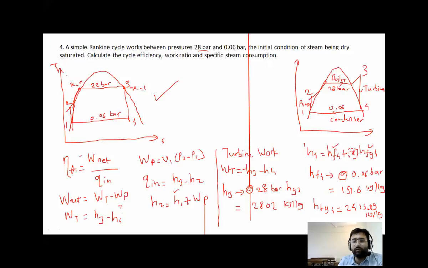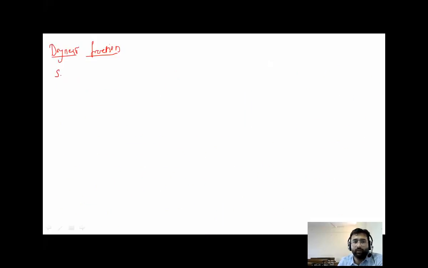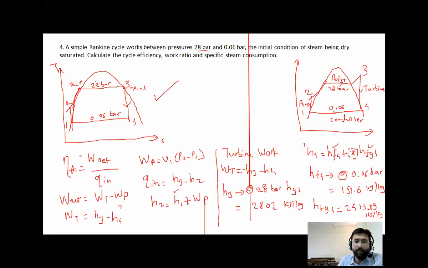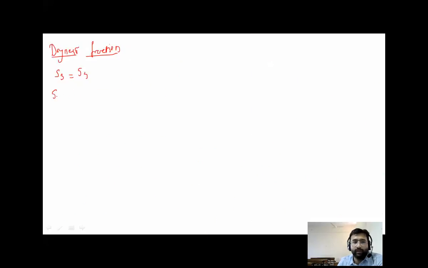Here we have to make use of another property. 3 to 4 is what process? 3 to 4 is an isentropic process. That means entropy remains constant. So whatever entropy at point number 3 will be equal to entropy at point number 4. What is the entropy at point number 3? S3 is nothing but at 28 bar, you have to search for the SG value. Why have I taken SG?